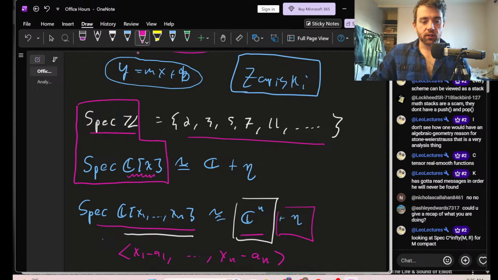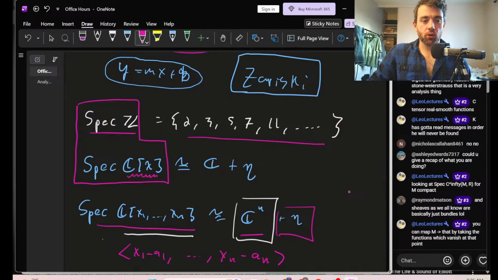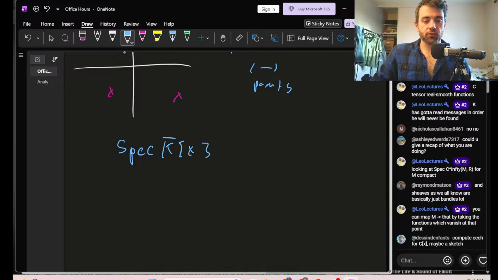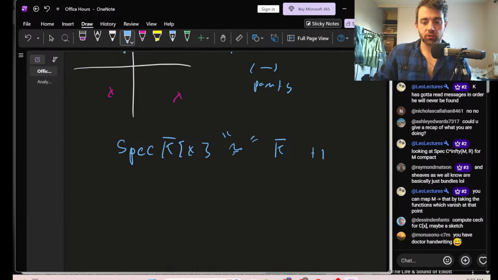These are the two most important pieces that go into our intuition, though, right? We know Spec C[x], and looking at Spec C^∞(M) for M compact, maybe we'll come back to that. Maybe tomorrow. I don't know how much longer I'll stream for. But the thing is, we're looking to understand Spec Z[x], right? We should expect there's some sort of combination of these two pictures. Of course, Spec C is an algebraically closed field, so for an algebraically closed field, you should roughly think of this as being equivalent to that field itself, plus a generic point or whatever.